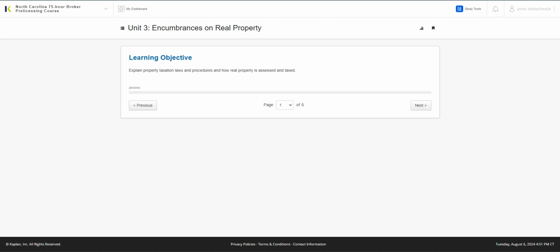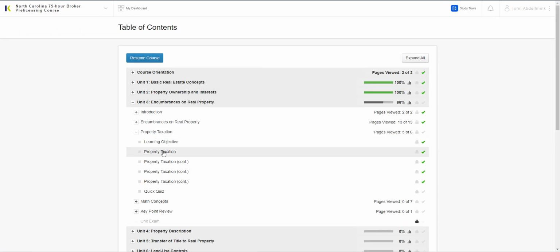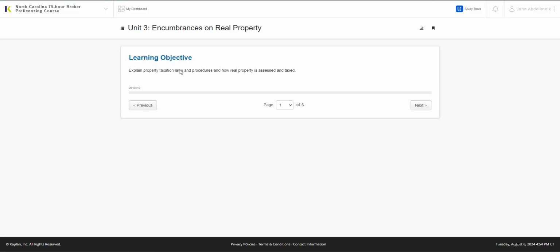Today we'll be continuing encumbrances on real property, but not the encumbrances portion, because we've already talked about that. We're going to be talking about property taxation, right? So, the learning objective is to explain property taxation and procedures and how real property is assessed and taxed.